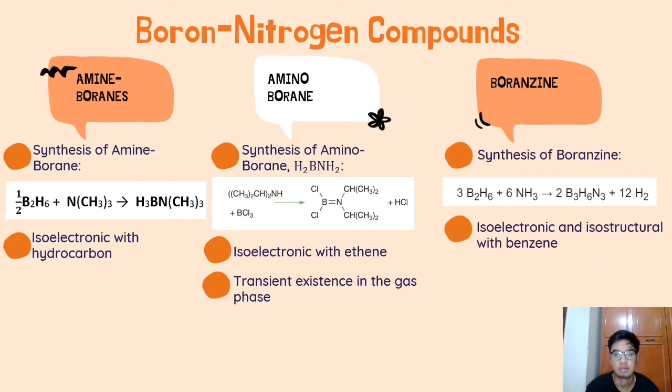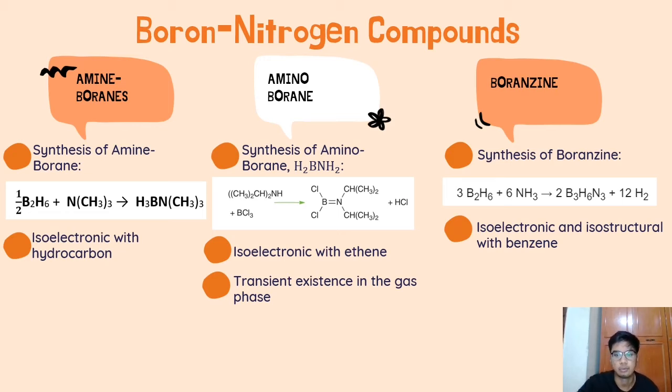This is the other compound of boron nitrogen compounds. First, amine borane. This is how we synthesize amine borane, and amine borane is isoelectronic with hydrocarbon, which means that it has the same valence electrons as hydrocarbon.